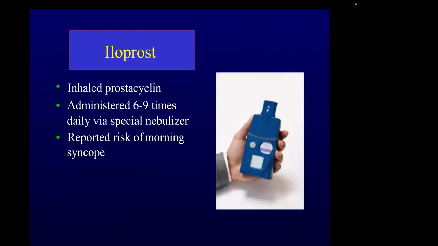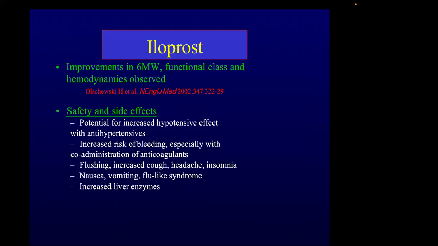And iloprost, an inhaled prostacyclin, administered 6 to 9 times daily via a special nebulizer, with reported risks of morning syncope. Improvement in 6-minute walking distance, functional class and hemodynamics was observed. Safety and side effects: potentially increased hypotensive effect with antihypertensives, increased risk of bleeding, especially with co-administered anticoagulants, and flushing, increased cough, headache, insomnia, nausea, vomiting, flu-like syndrome, increased liver enzymes.